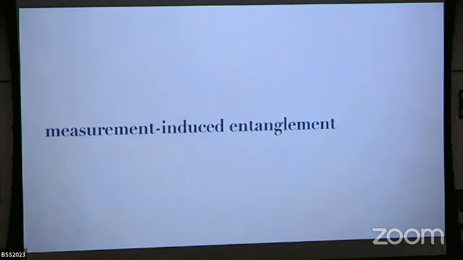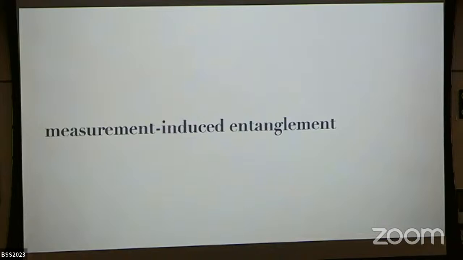So what I want to do now is talk about this phenomenon that I introduced in the teleportation example of measurement-induced entanglement, and connect it to a few more interesting physical questions.